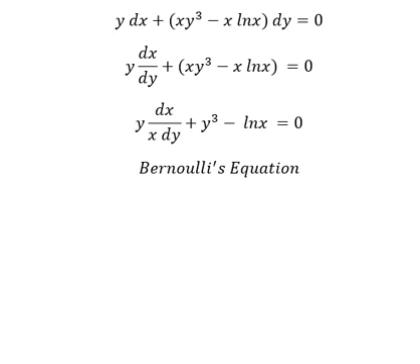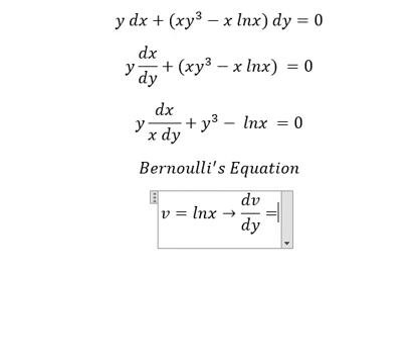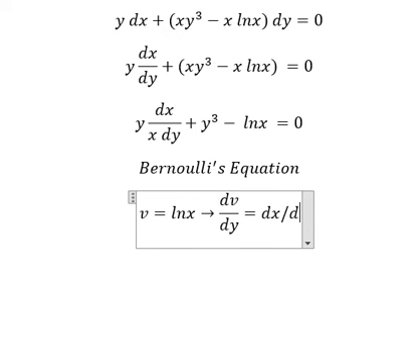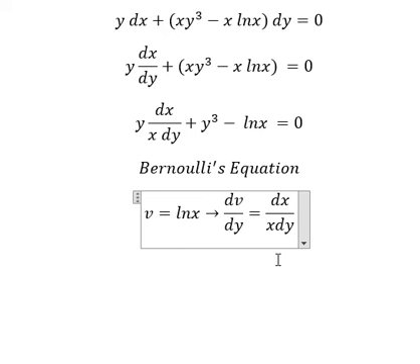So I will put v equals ln(s). Later, we take the first derivative of both sides, and we have dv over dy equals ds over s dy, because the first derivative of ln(s) is 1 over s.